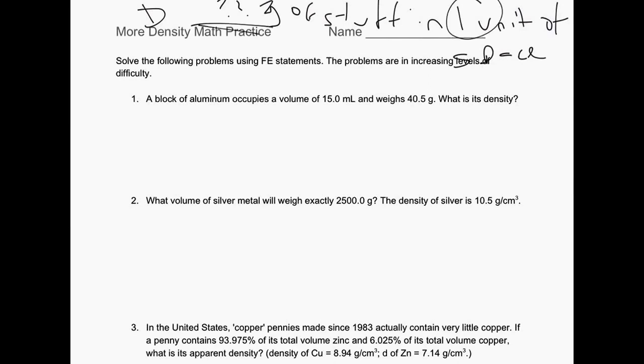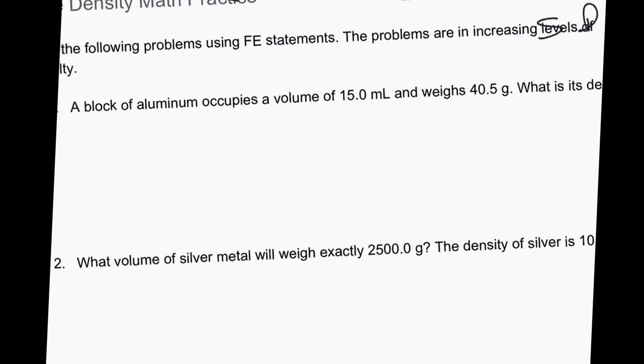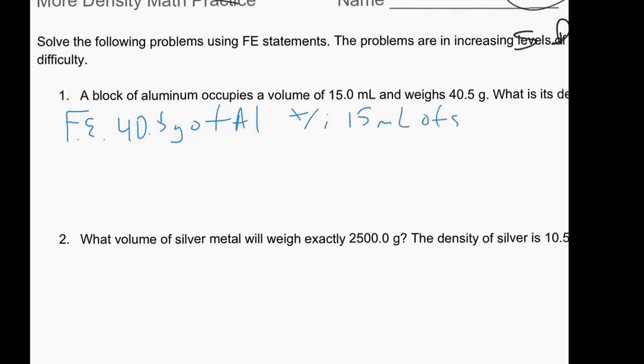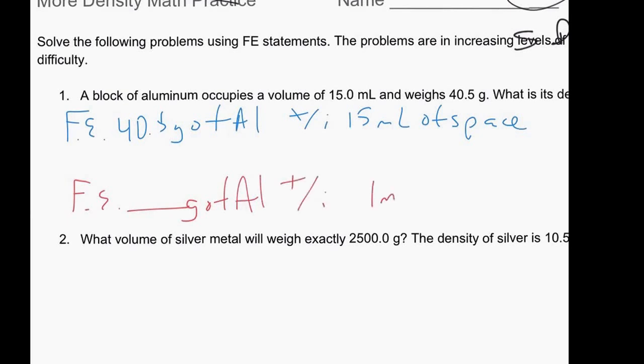So the block of aluminum occupies a volume of 15 milliliters and weighs 40.5 grams. So we can change that up a little bit. We can make that a "for every" statement. So we can say, for every 40.5 grams of aluminum, there is 15 milliliters of space. And then it asks for the density. So we just want to know for every blank grams of aluminum, there is 1 milliliter of space.